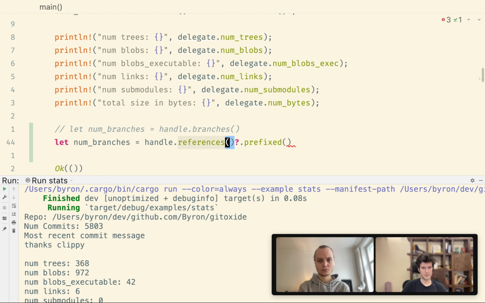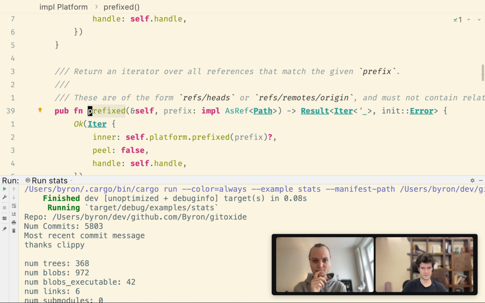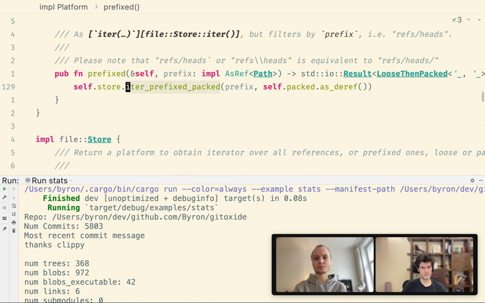So in order to have the branches, how would our prefix have to be? Refs heads, right? Looking for the local ones. Heads. This, I agree, looks good. Can result in an error. Can be an error because of this one that can fail? Why can that fail?